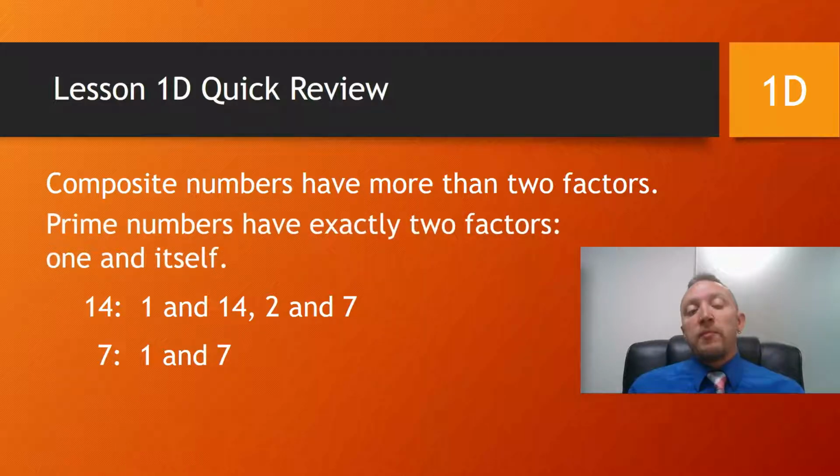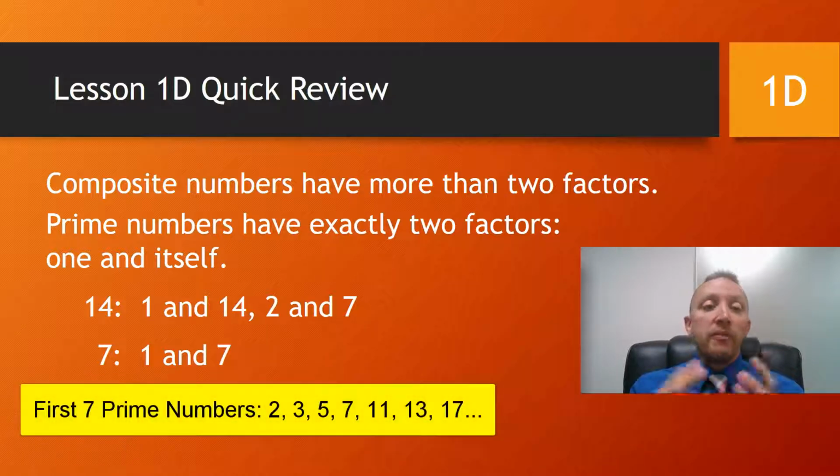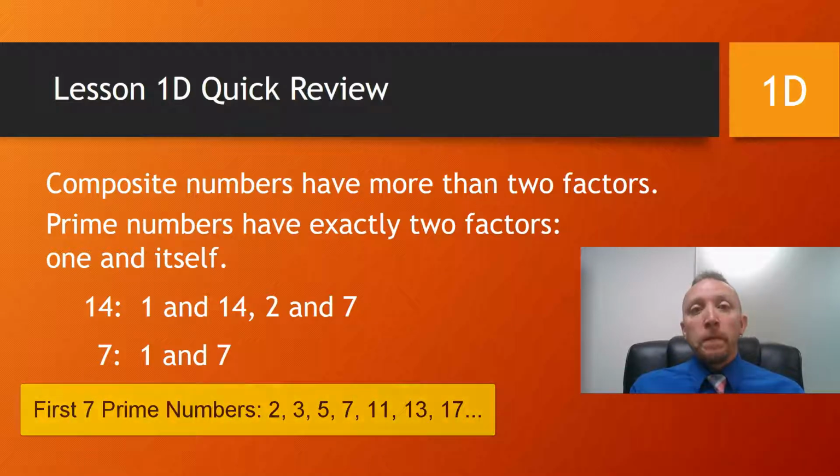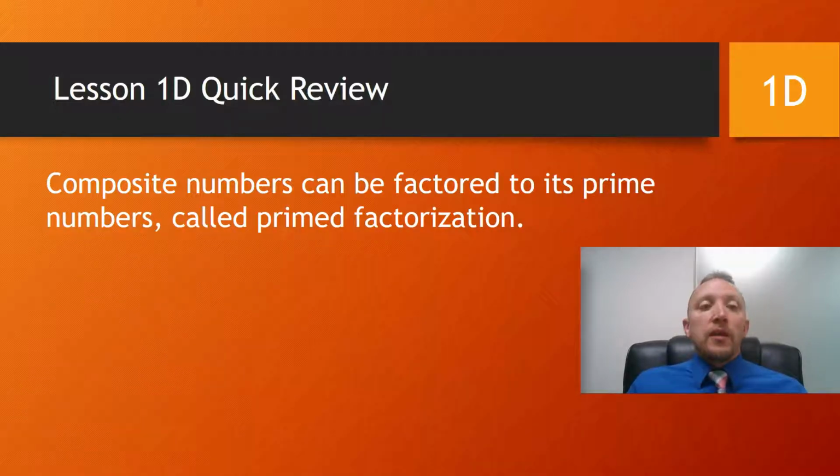However, a prime number is when we have exactly two factors, 1 and itself. So like 5 is a prime number, 7 would be a prime number, 11 would be a prime number, 3. Anytime the only two numbers that would multiply together to give you that answer are 1 and itself, we say it's a prime number. So, composite numbers can be factored into prime numbers, and we call this prime factorization.